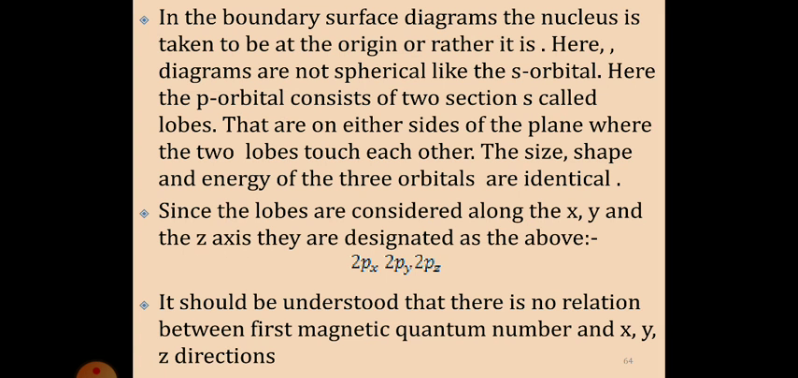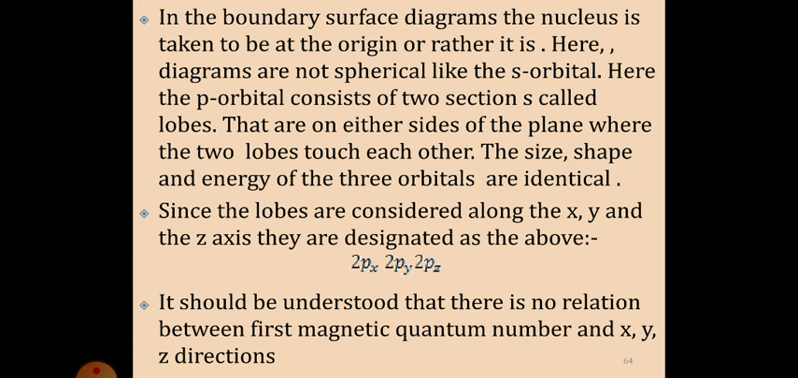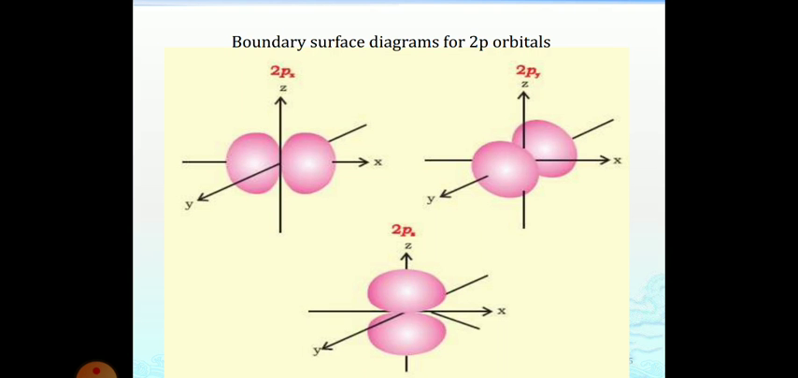Here the p orbitals consist of two sections, called lobes, that are on either side of the plane. Look at this picture, you will notice that if we consider the x-axis, the two lobes are present on both sides, where the energies of the three orbitals are identical. Since the lobes are considered along the x, y and z axis, they are designated as 2px, 2py and 2pz.